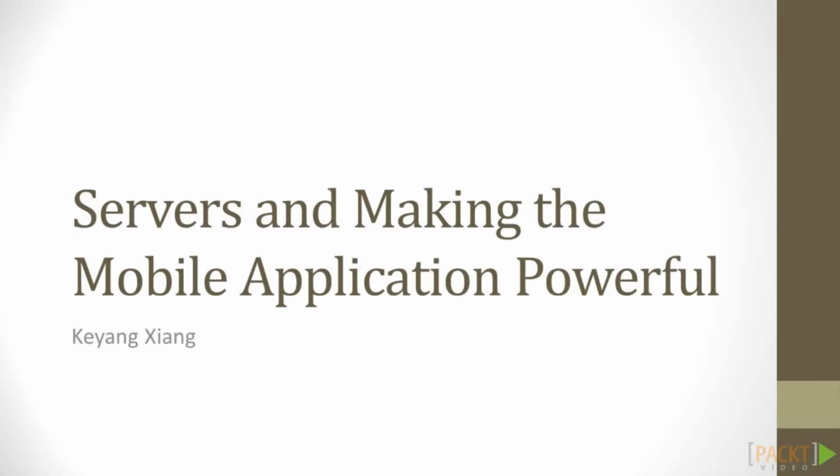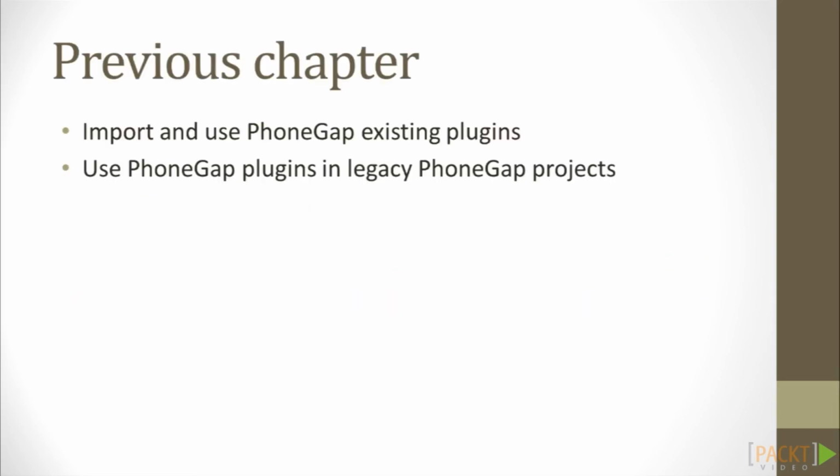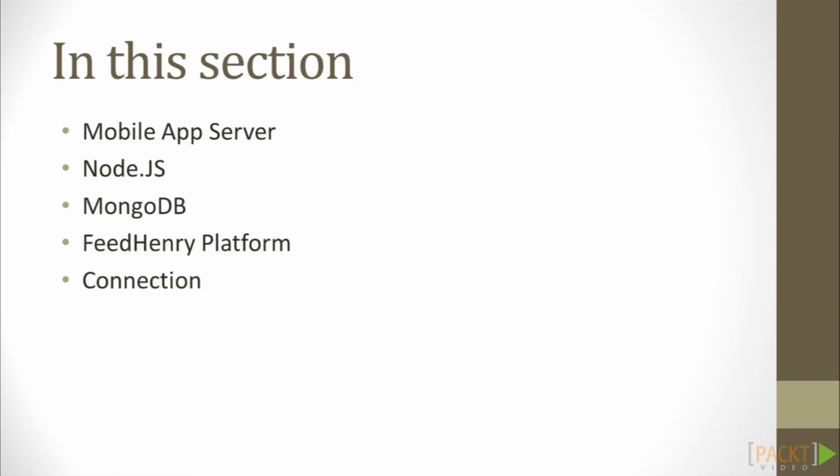In the previous section, we used PhoneGap plugins in Cordova 3 and legacy PhoneGap plugins in Cordova 2 projects. PhoneGap-based mobile apps are a combination of web apps and their proper usage of PhoneGap plugins. In most of the projects, a PhoneGap app is not enough to solve all of the problems due to the limitation of web technology and PhoneGap itself. In this section, we will talk about server-side technologies, which make your app more powerful.